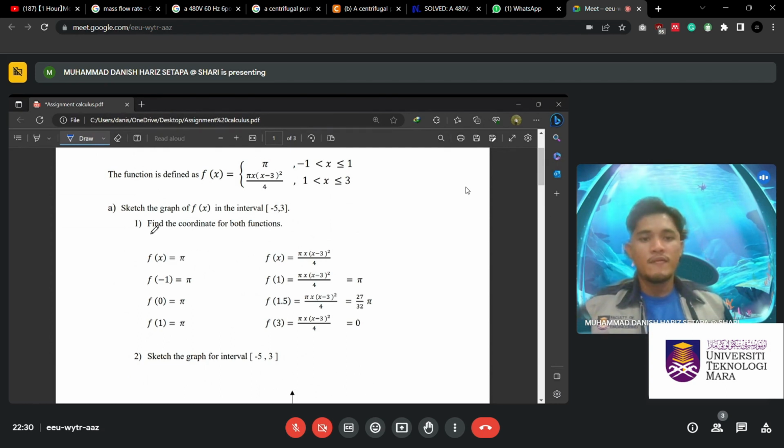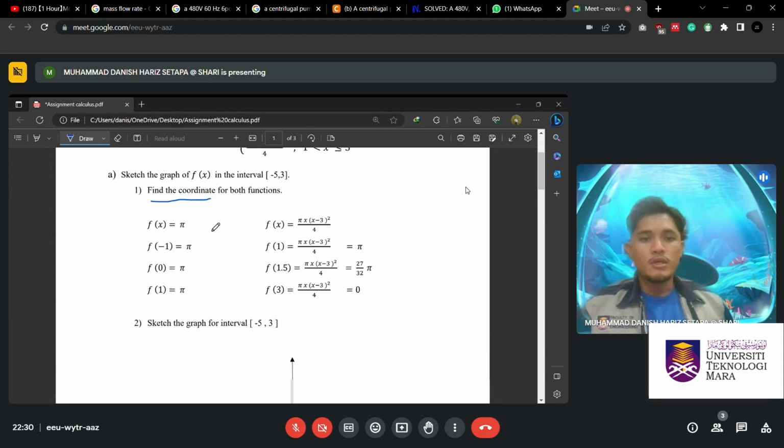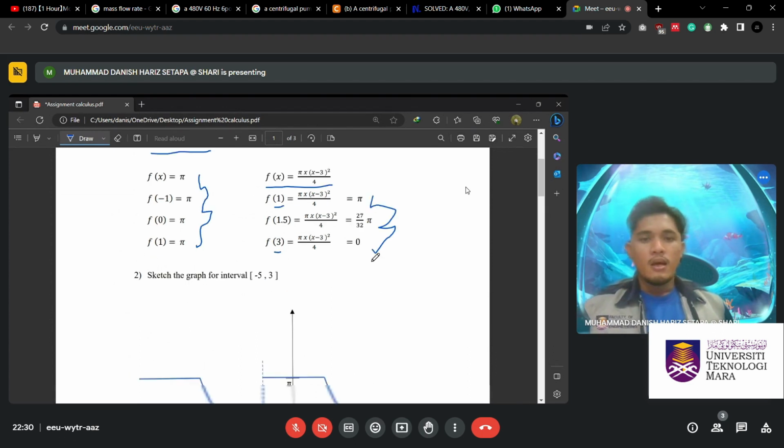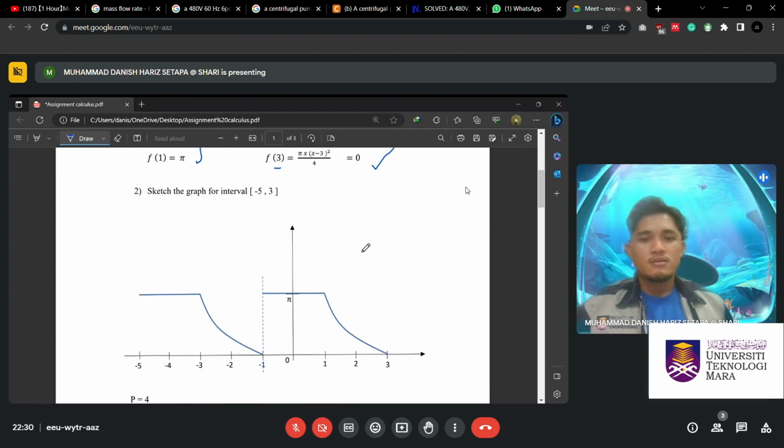So the first one, we find the coordinate. We put all the value that's given to make the value for the graph. For each function, as you can see, the values for pi x in the bracket of s over s minus 3 in the power of 2 over 4. So we get all the value. This is the value that's given that we obtain to make the graph, and this is the value for the second function.